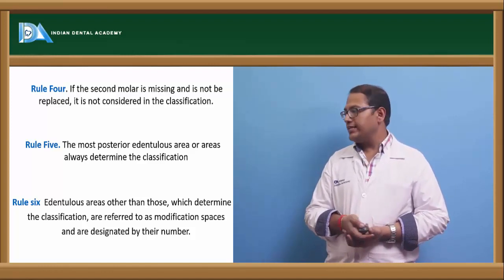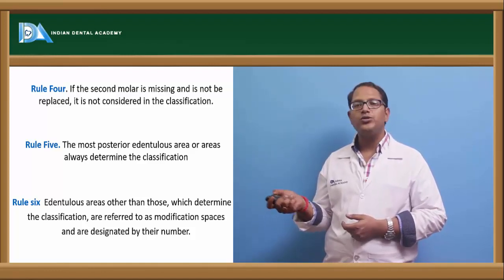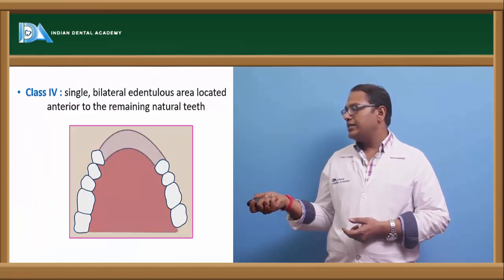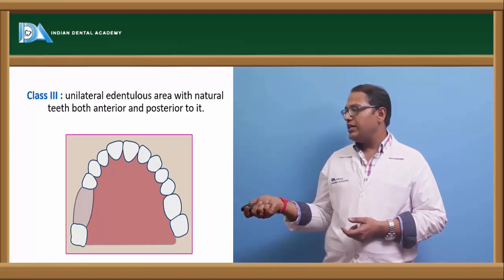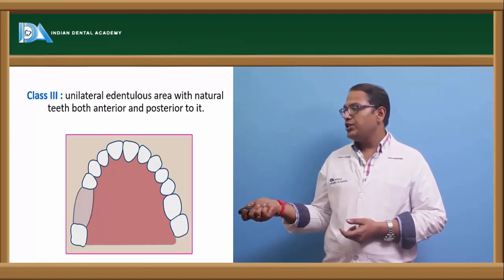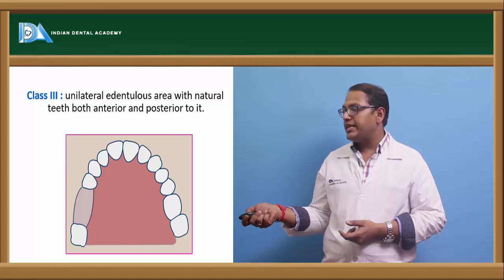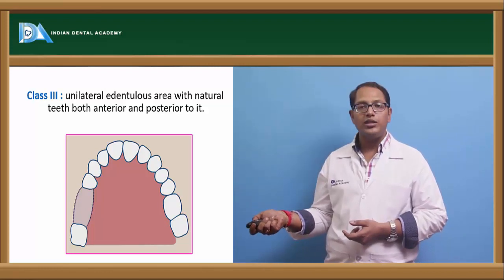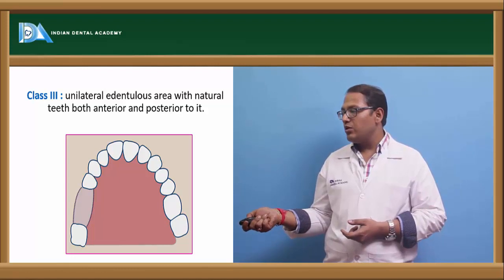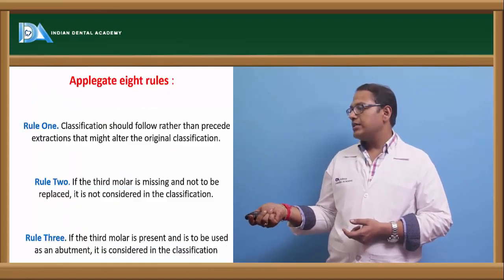Rule number 6 says edentulous areas other than those which determine the classification are referred to as modifications and are determined by the number. For example, here I told you this is also missing, and if these two molars were missing, this will become unilateral distal extension, that means class 2. And since there is another missing area over here, not the number of teeth, missing area over here, this will be termed as modification, also written as mod, M-O-D. So if this molar was not there, this will become class 2 mod 1. That is rule number 6.